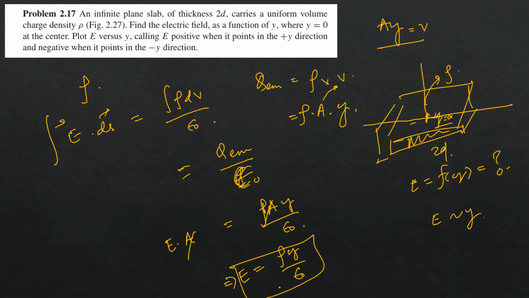Rho y by epsilon naught, y cap. Why y cap? Because this is a function of y and it's in the y direction. Because here E is positive when it points in the plus y direction. Clearly it's written that E points in the y direction. Okay, so this is the answer.